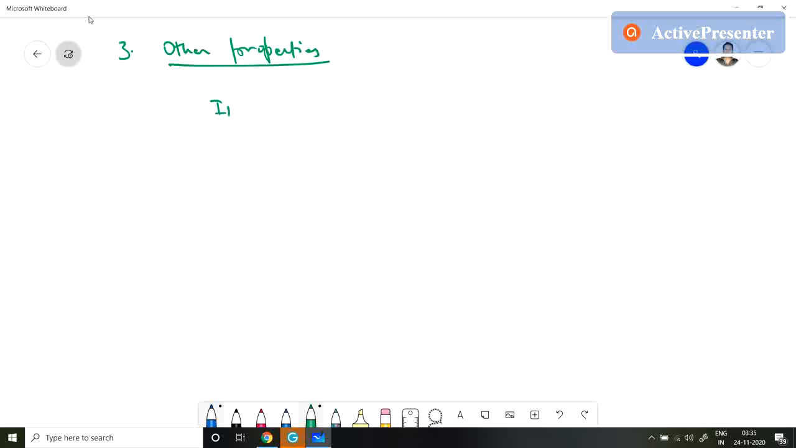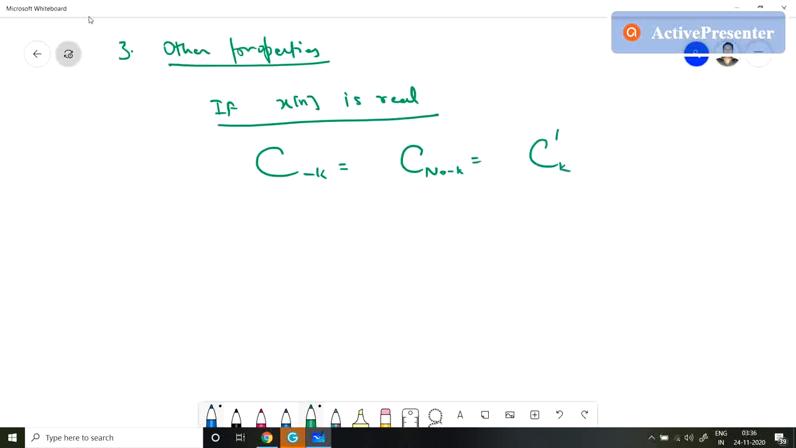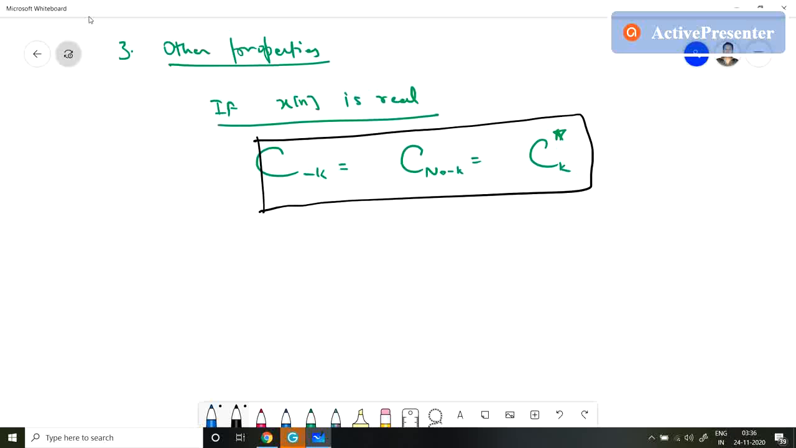So if xn is real, then c of minus k is equal to c of n naught minus k, and that is equal to ck conjugate. This property is very important. And what is that star? The star denotes the complex conjugate.